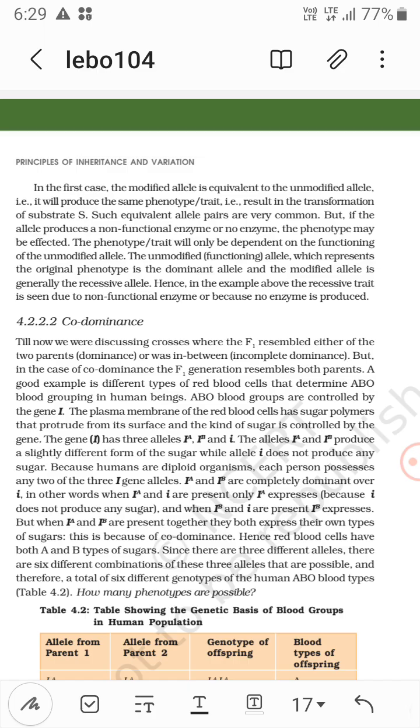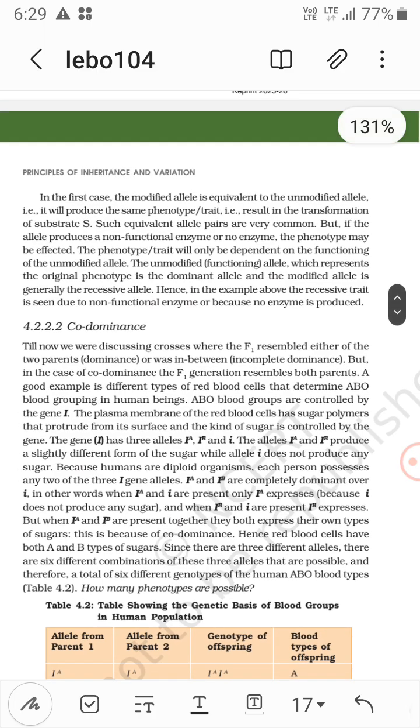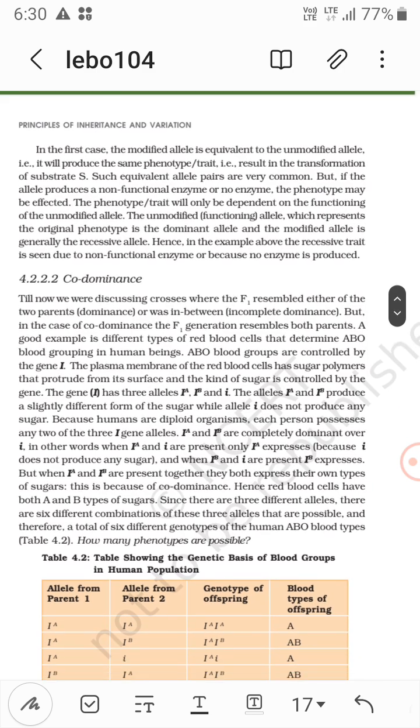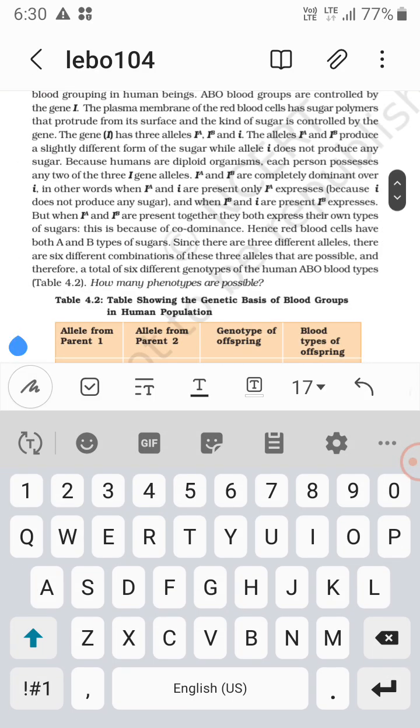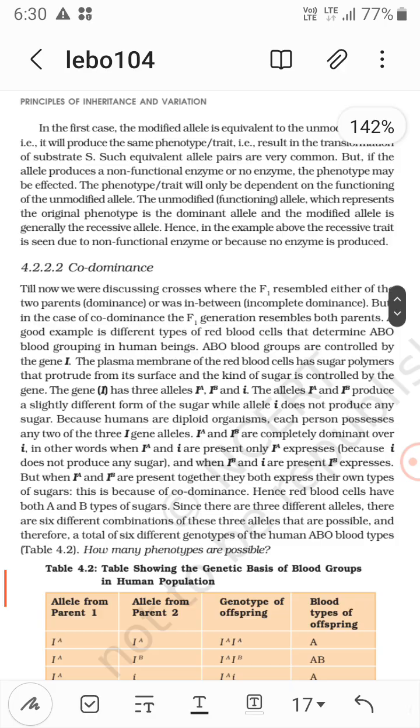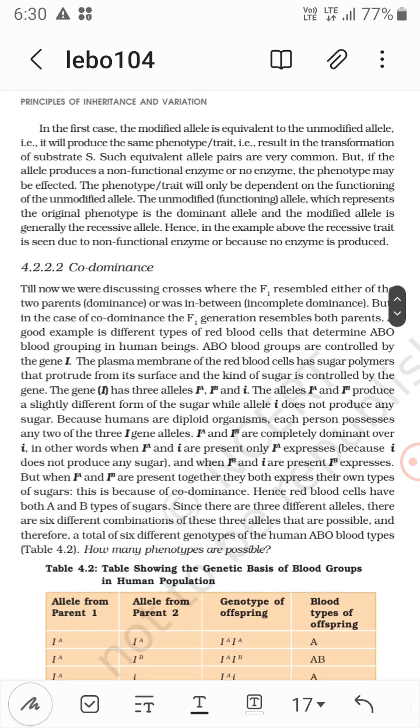A good example is the different types of red blood cells that determine ABO blood grouping in human beings. ABO blood groups are controlled by the gene I. The plasma membrane of the red blood cells has sugar polymers that protrude from its surface, and the kind of sugar is controlled by the gene.